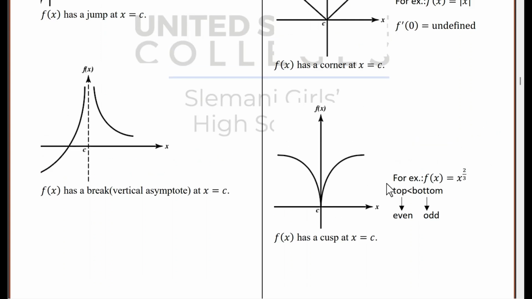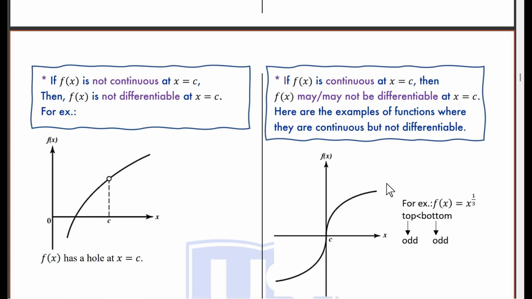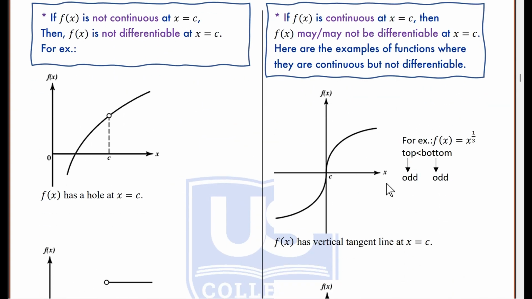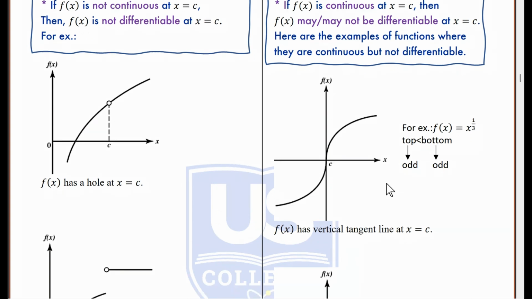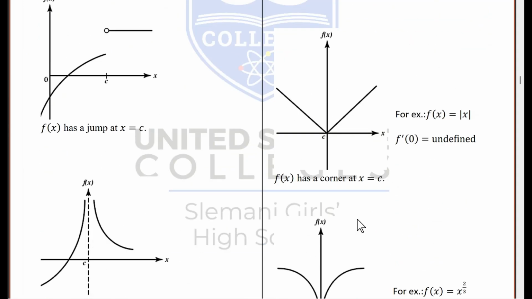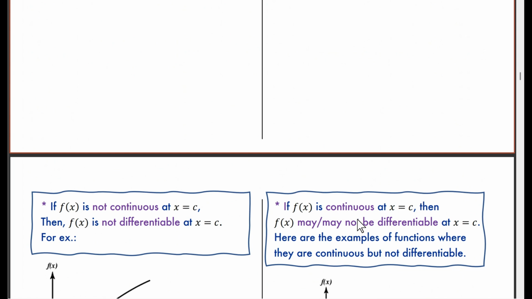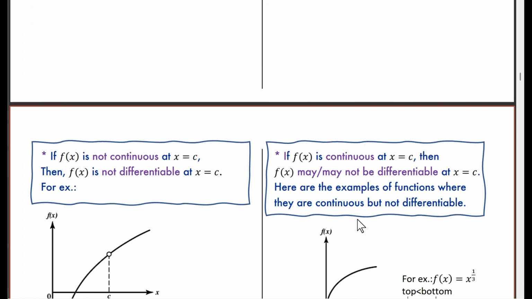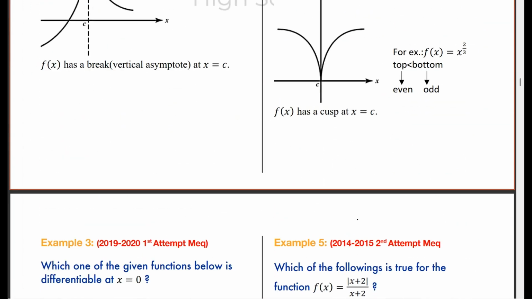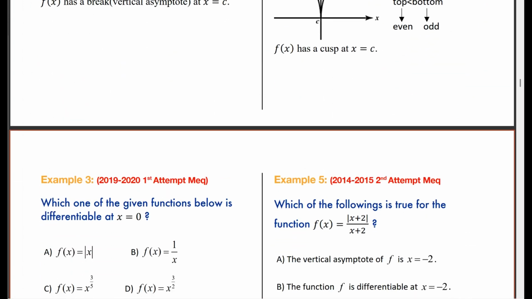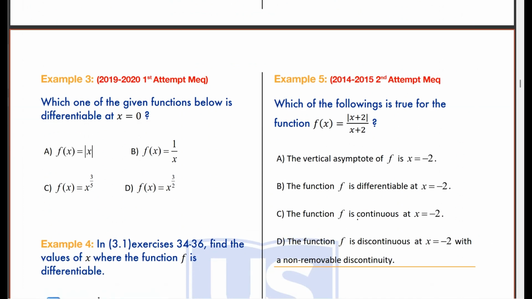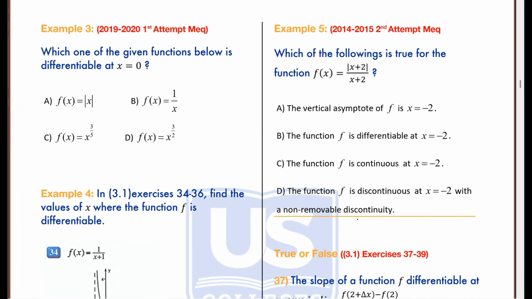So these are the situations where a function is not differentiable even though it is continuous: having a vertical tangent, a corner, and a cusp. We call these three sharp turns. When we have sharp turns, the function is not differentiable. So these graphs and ideas are important. Let's take a look at the first question.